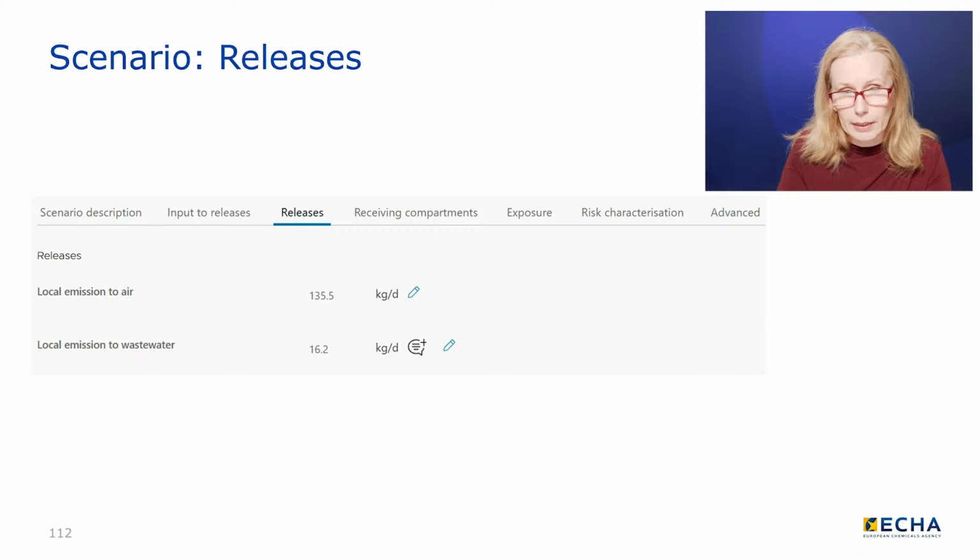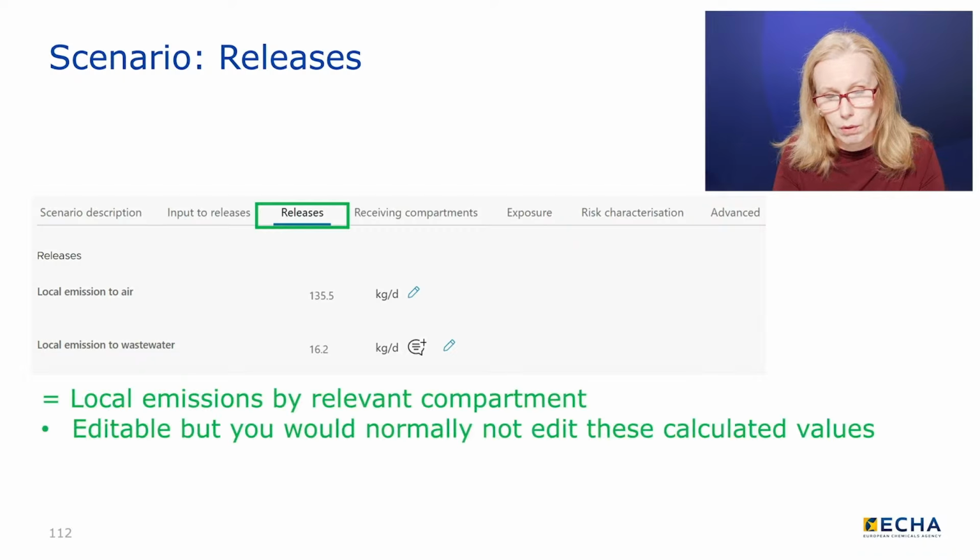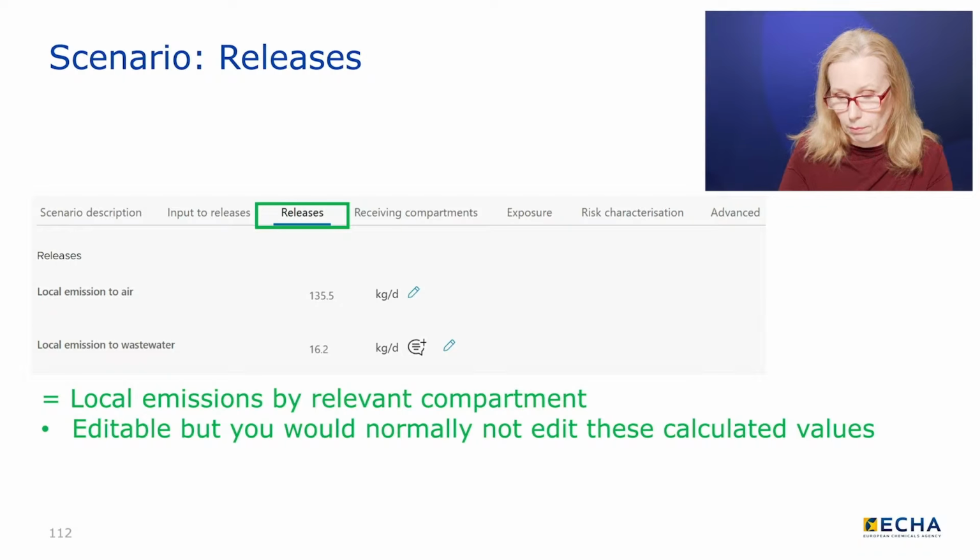Let's take a look at the next tab, which is the Releases tab. This is a tab which shows local emissions calculated by the tool by respective compartment. These values, as said, are calculated, but they may be edited if necessary, though this is normally not recommended.